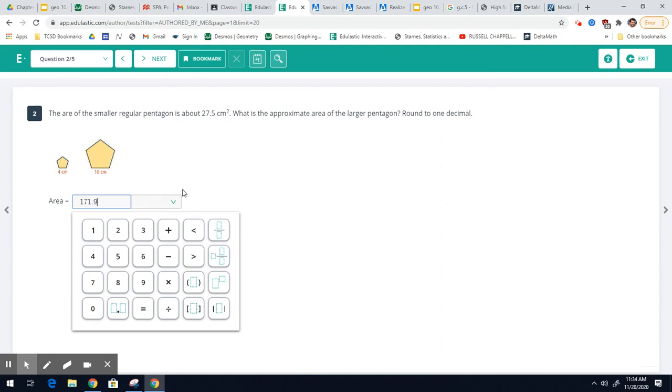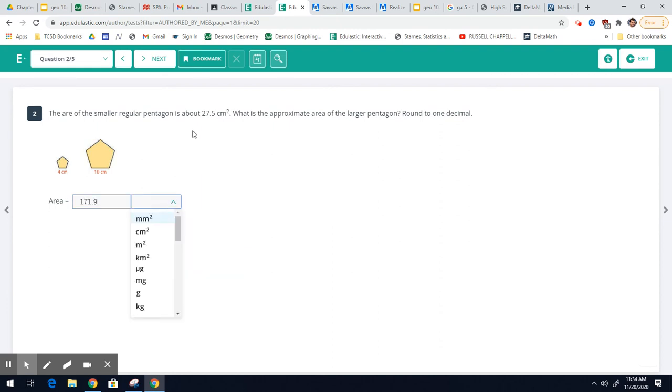When you put 171.9 in here, you do have to pick the units. And again, this is centimeters squared. These are both in centimeters, so your units are centimeters squared. I'm going to stop this video, and I'll make a second video covering the last 3 examples.